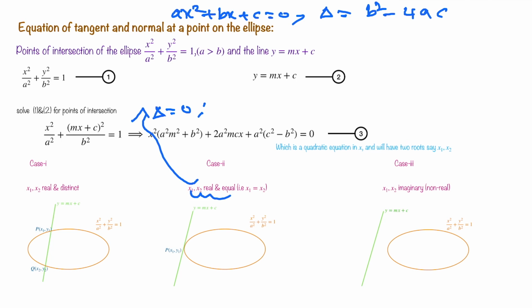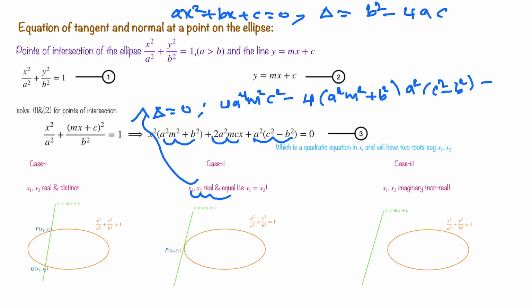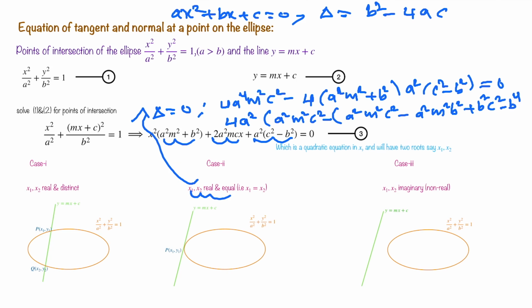Okay, what is the discriminant here? Here the role of b is played by 2a square mc. So b square is going to be 4a to the power of 4 m square c square, minus 4 times the role of a played by a square m square plus b square, and the role of c played by a square times c square minus b square. Okay, you want to make it 0. Now if you take 4a square common, then we have a square m square c square, minus a square m square c square minus a square m square b square plus b square c square minus b to the power of 4, equal to 0.